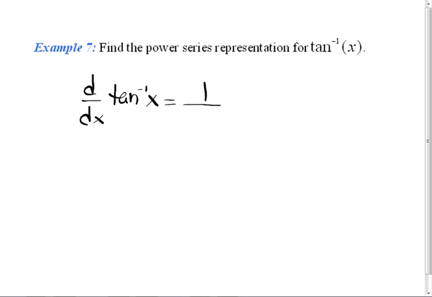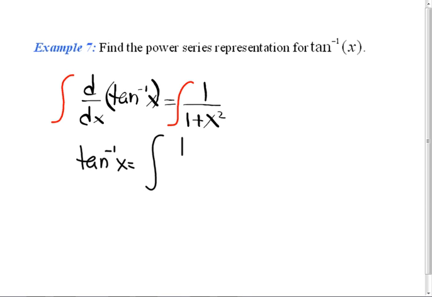1 over 1 plus x squared, right? So how would I find the inverse tangent? If the derivative of inverse tangent is this, then how would I find inverse tangent? What would you do to both sides? Integrate it, right? So the inverse tangent of x is equal to the antiderivative of 1 over 1 plus x squared dx. Remember how we found that one?